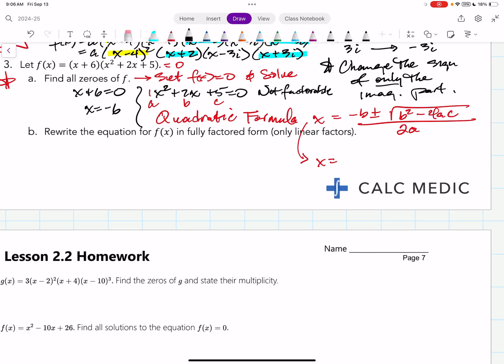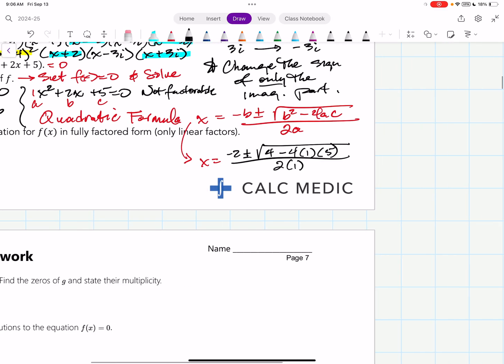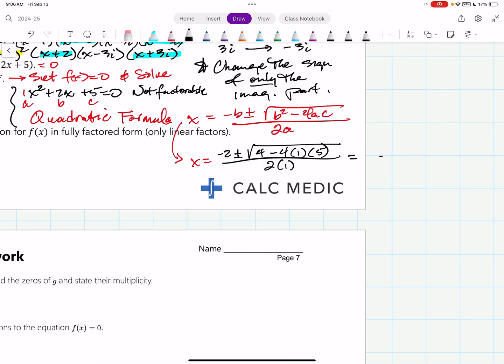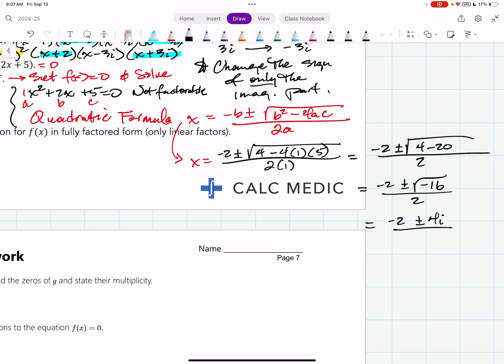So we have the opposite of b, which is negative 2, plus or minus the square root of b squared. So you square 2 and you get 4, minus 4 times a, which is 1, times c, all divided by 2 times whatever a is. So let's go off to the side here and let's work this out. So negative 2 plus or minus the square root of 4 minus 20, divided by 2. Okay, and we have negative 2 plus or minus the square root of negative 16, all divided by 2. That gives you negative 2 plus or minus 4i, all divided by 2.